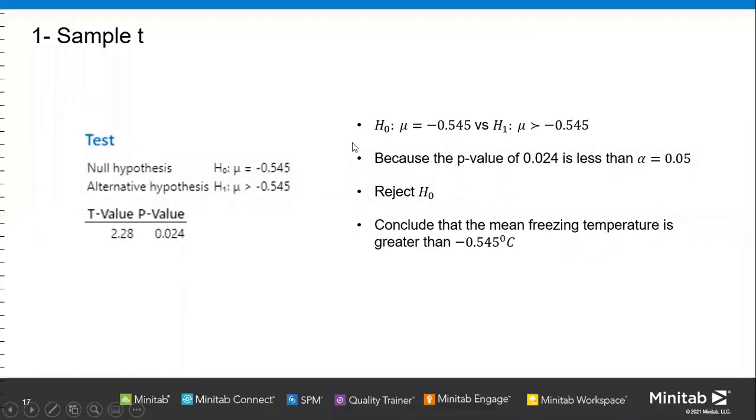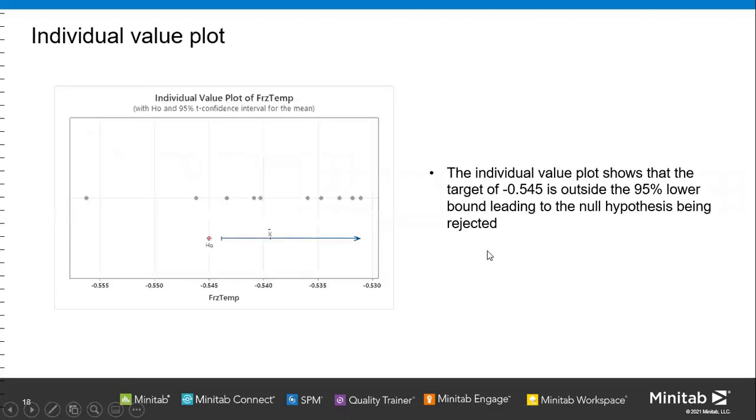Basically, if you go to other training classes or reference books, they start with the statement of the hypothesis test, but no worries, in Minitab you already have that kind of statement. And then they look at the p-value here, it's less than 0.05, so we reject H0. So we conclude that the mean freezer temperature is greater than negative 0.540. So this one is the individual value plot.